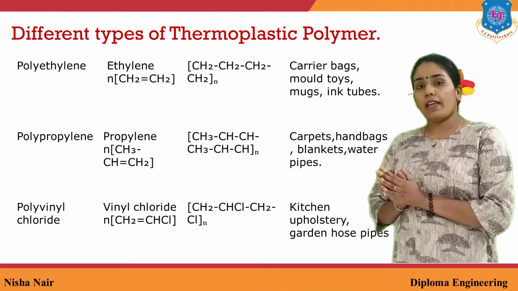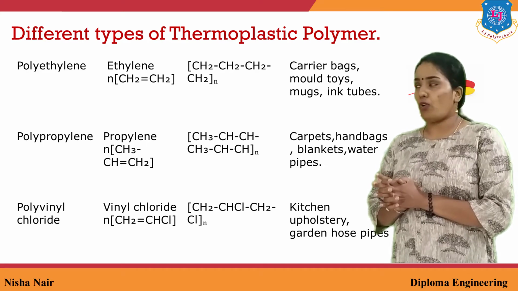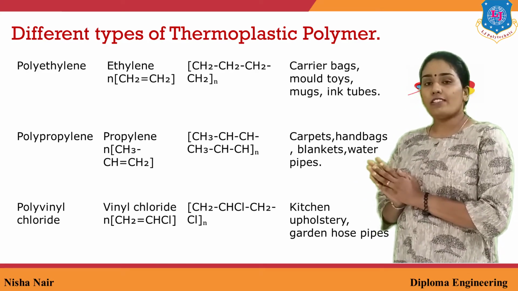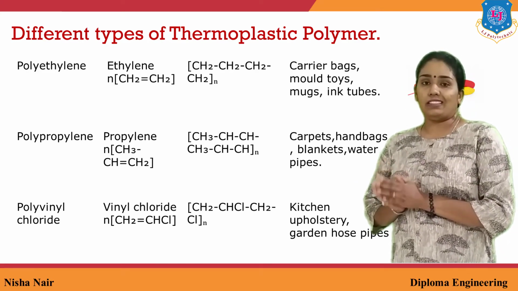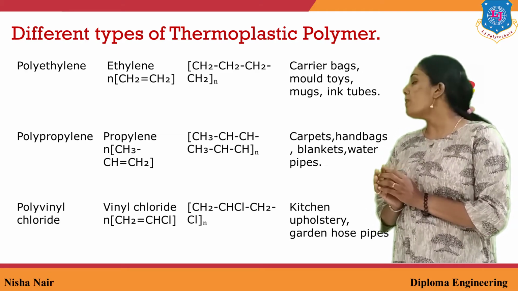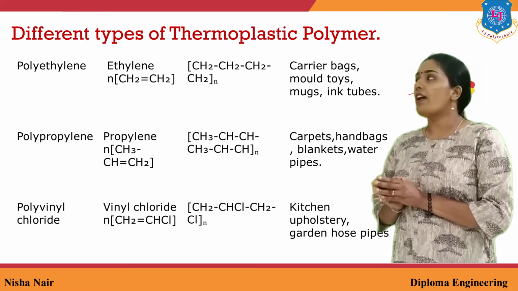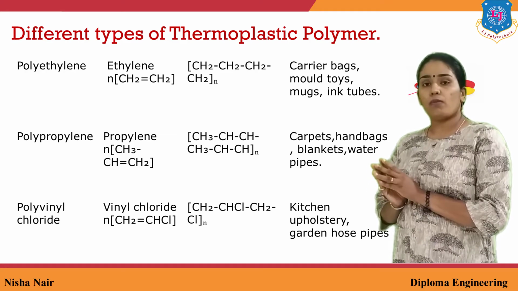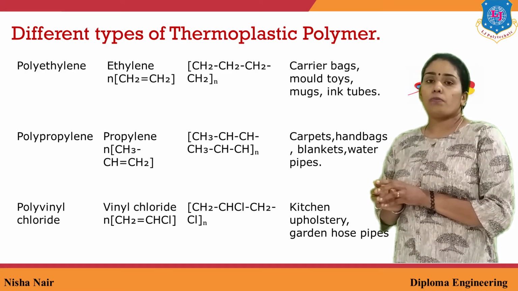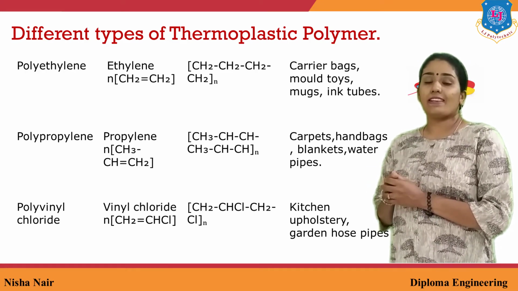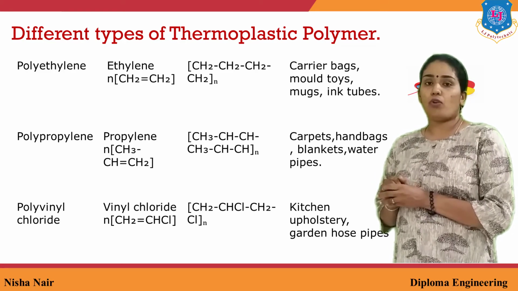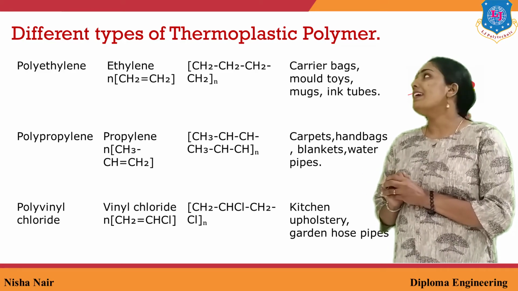Now let me show some examples for thermoplastic polymer. Here you can see the first example is polyethylene where the monomer unit is the ethylene molecule and the structure is CH2=CH2. Here it is used to make toys, plastic bags, etc., which are made up of ethylene molecules where the polymer is polyethylene.